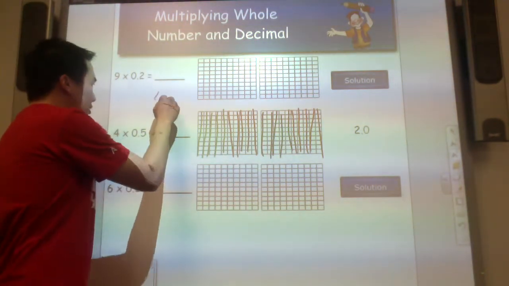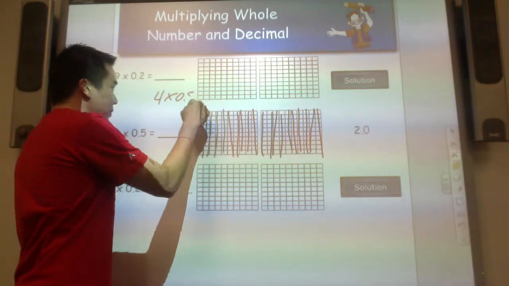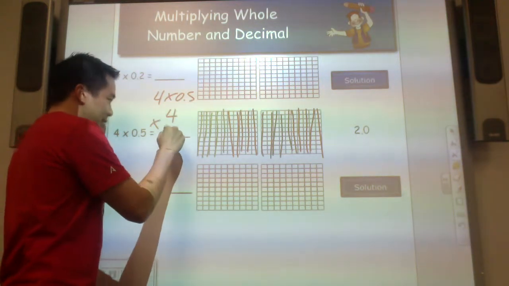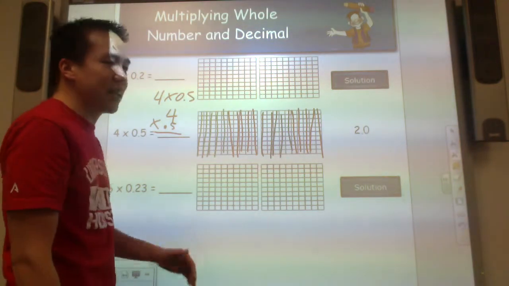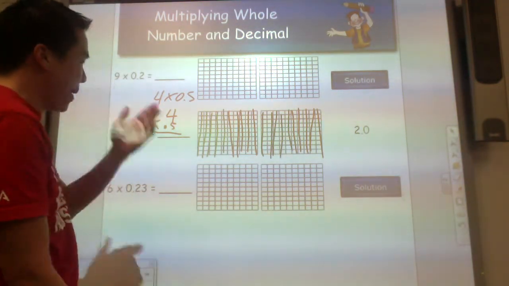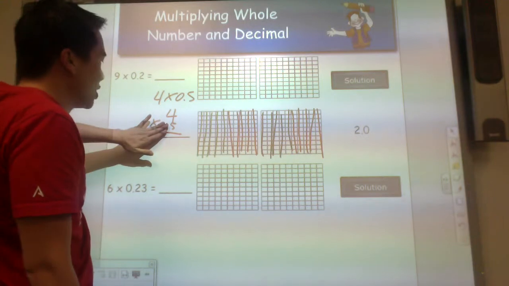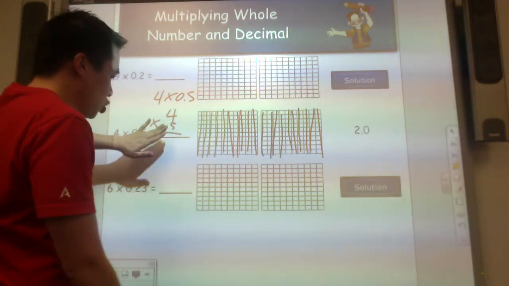So you can multiply it this way. Again, the way I multiply is I'm just pretending there is no decimal point. I'm just going to imagine it's gone. What is 4 times 5? 20.